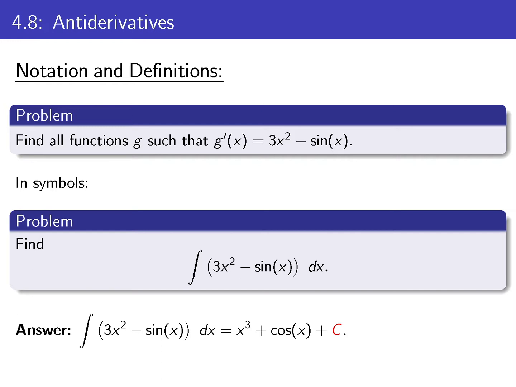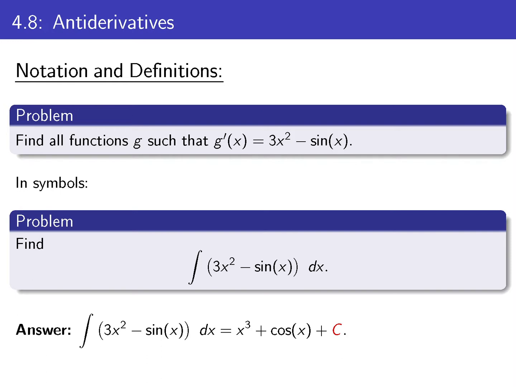So now that we know our original answer to this question was correct, we'll deal with the second problem. We don't want to have to say, find all functions G such that G prime of x equals 3x squared minus sine of x every single time we want to talk about an antiderivative. So what we're going to do is introduce notation that is equivalent to it. So from now on, instead of writing that question, we're going to use this collection of symbols you see below.